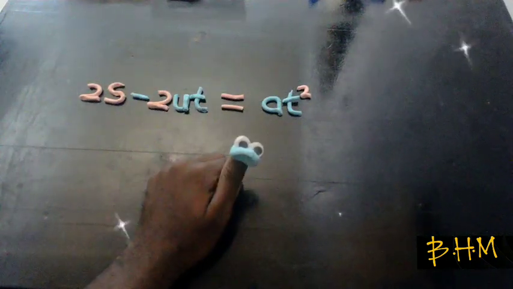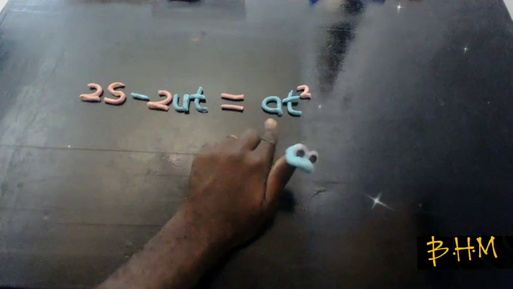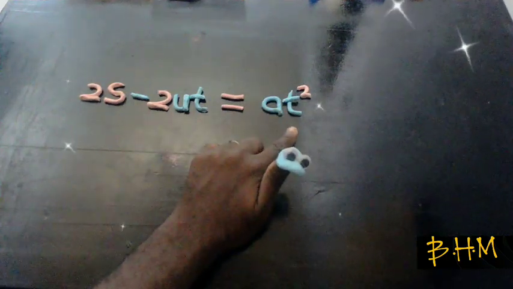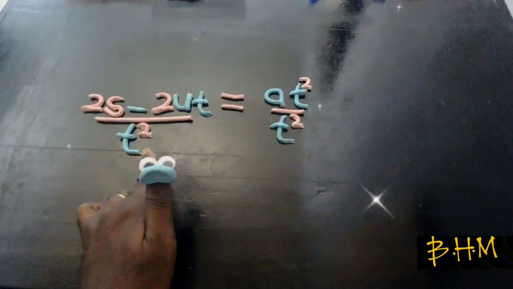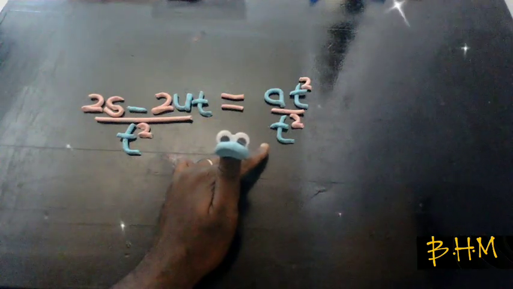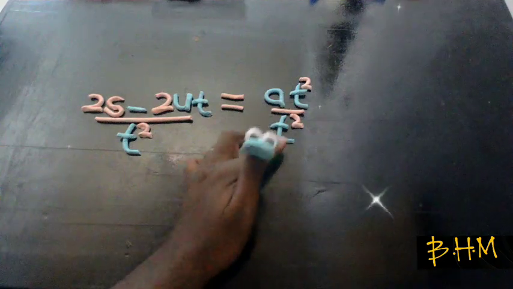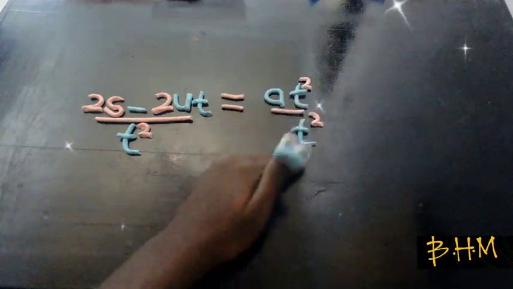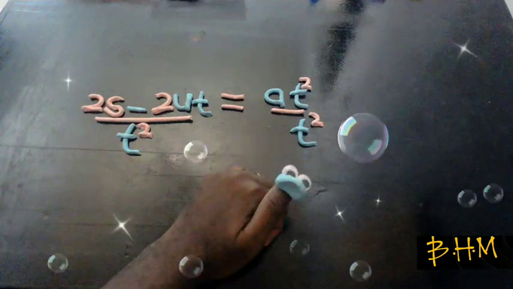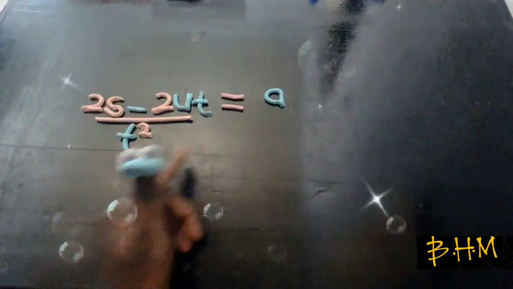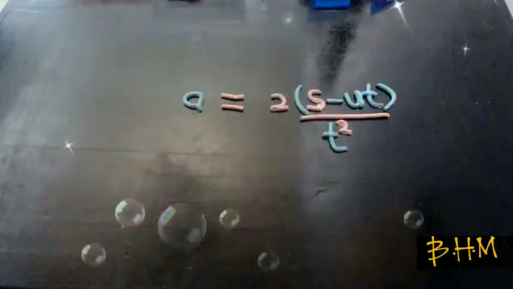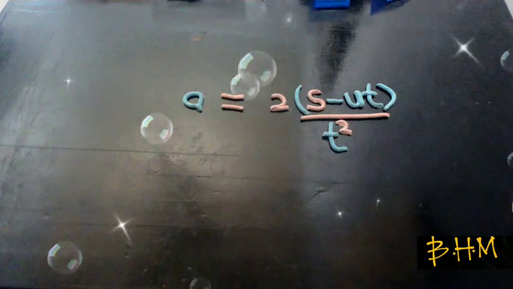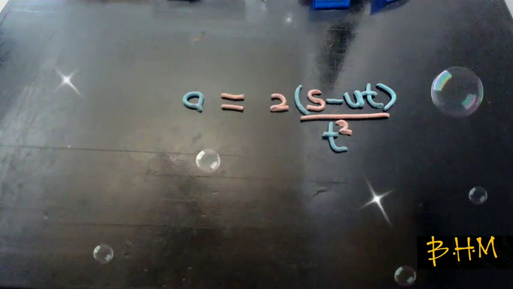Okay. So next we divide by t squared. Since we need only a, we have to divide both sides by t squared. So we have this side divided by t squared and this side divided by t squared. And as we saw earlier, you notice that this is t squared over t squared. This can cancel out. So finally, A is equal to all of this. So this is the final answer. A is equal to 2 in the bracket s minus ut, bracket close, all over t squared.